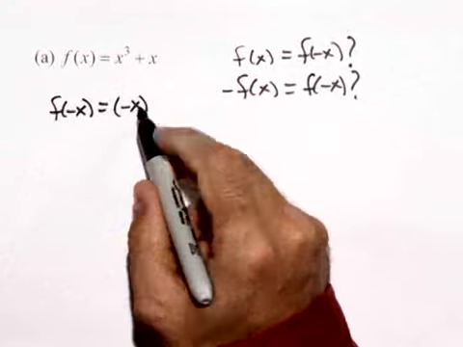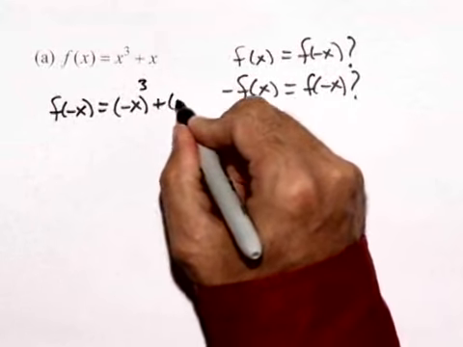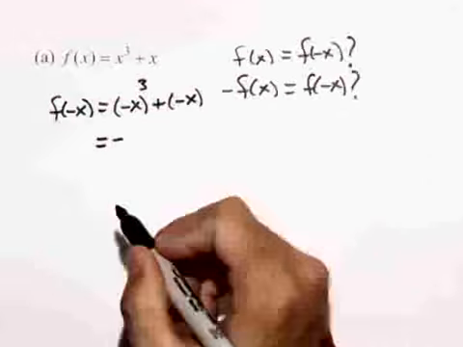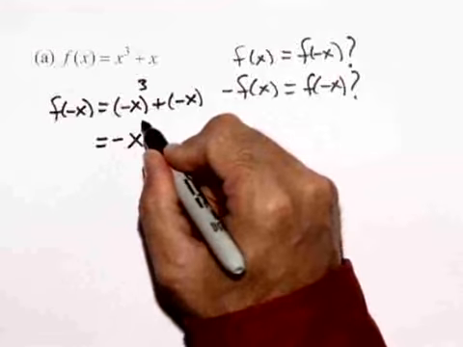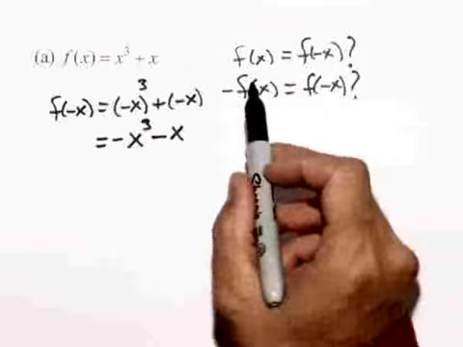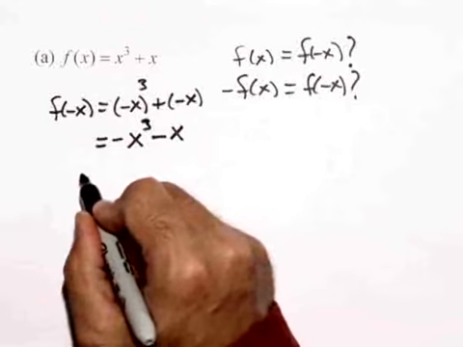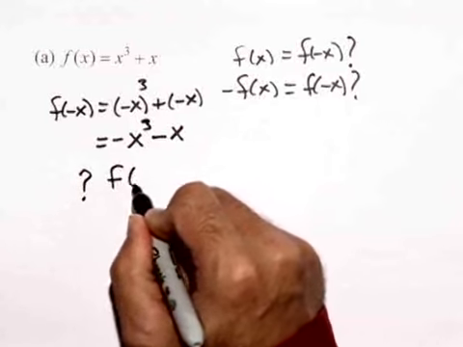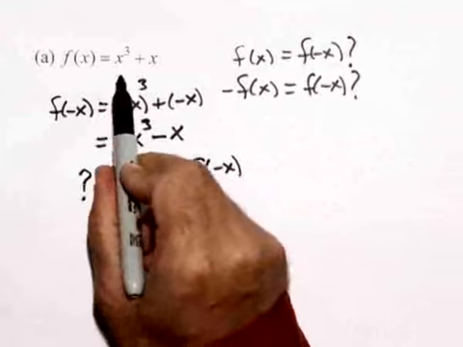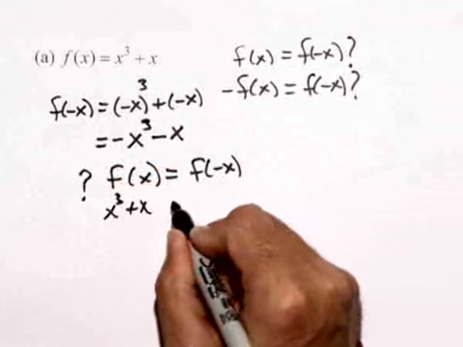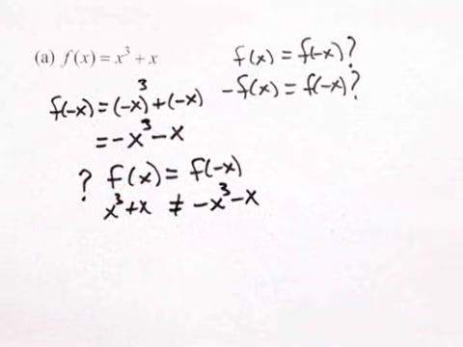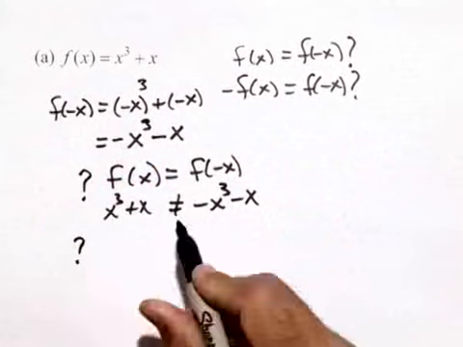We get the negative x quantity cubed plus negative x, and we can simplify. When we cube a negative, that becomes negative, and we're left with negative x cubed minus x. Now let's check to see if the first one is satisfied. So, question, does f of x equal f of negative x? Well, f of x is x cubed plus x, and that does not equal negative x cubed minus x. So it's not even.